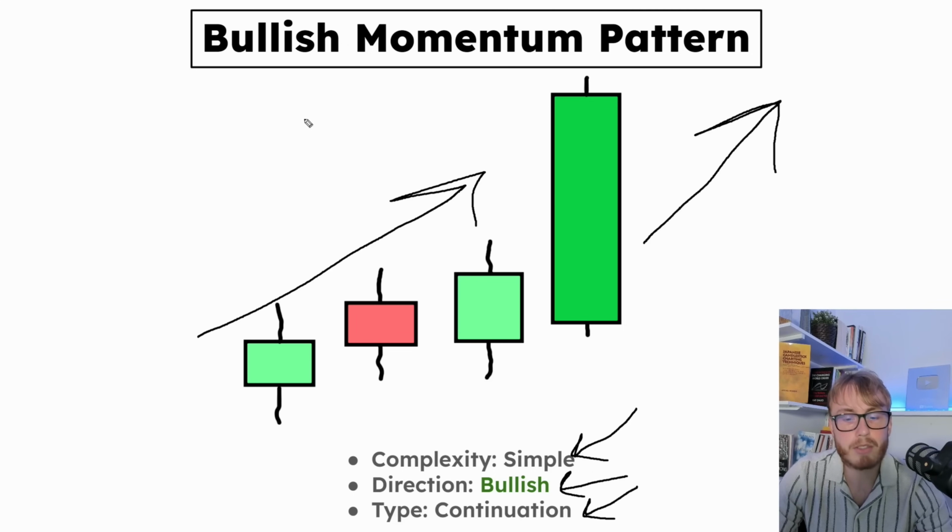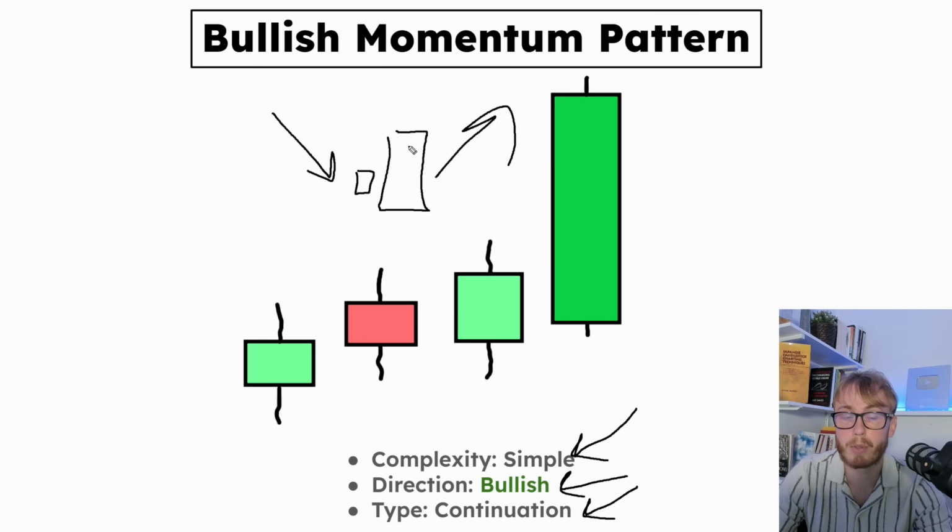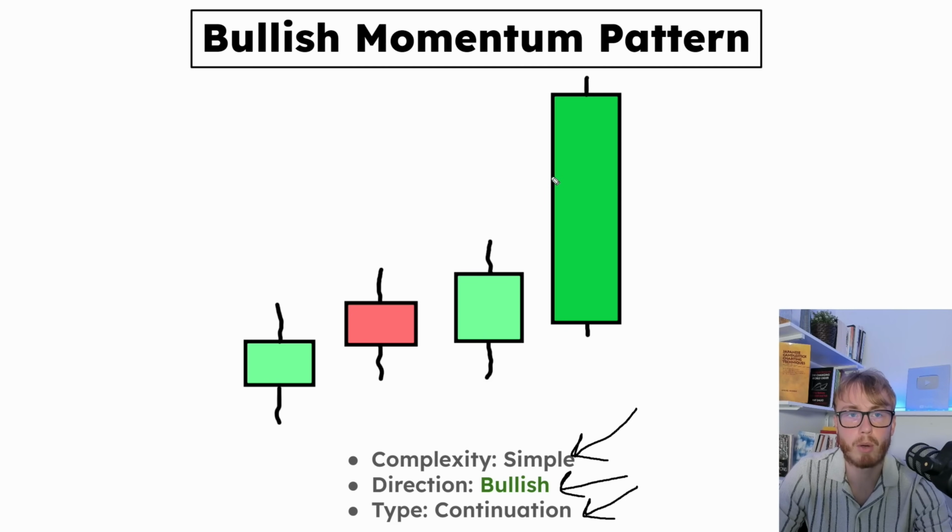However, it's a bit too simplistic to say that a bullish momentum pattern is only a continuation pattern, because a bullish momentum pattern can also act as a reversal as well. For example, many engulfing patterns will actually be both a bullish engulfing and a bullish momentum at the same time, and you will soon know why.